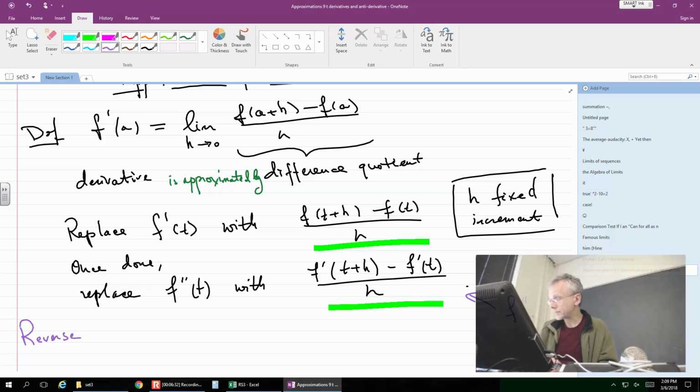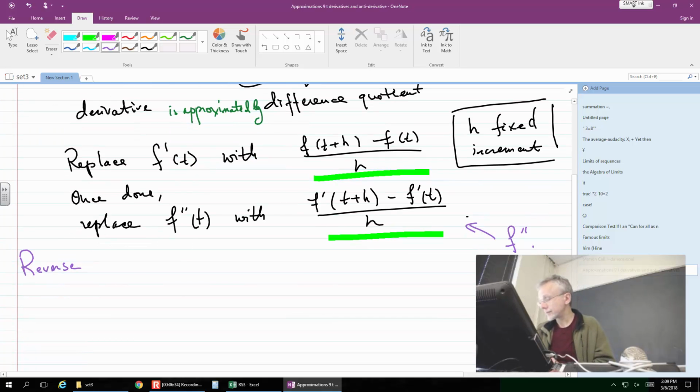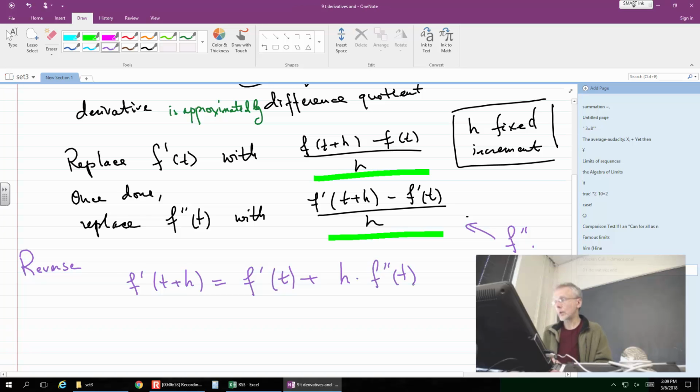f prime of t plus h is equal to f prime of t plus h times f double prime of t. Okay, so that is the same formula.